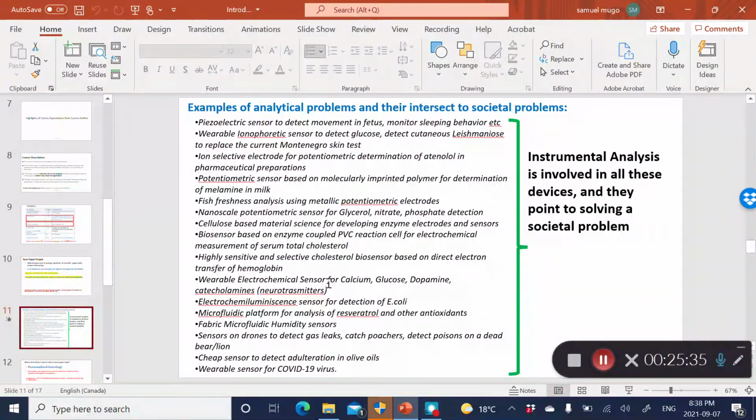Another good example is a microfluidic electrochemical sensor to detect something like resveratrol. Most of you who like to drink wine, the reason people say possibly wine might be good for you is because of the antioxidants that are present in wine, red wine especially, something like resveratrol. And so a student in the past has written a term paper, for example, on detection of resveratrol using a miniaturized analytical platform. Other examples, wearable sensors, for example, for COVID-19 virus.